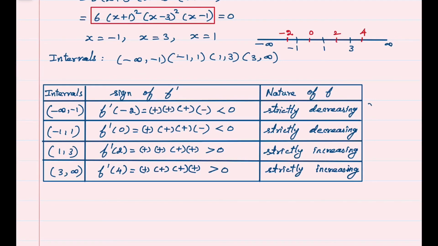In these two consecutive intervals, the function is strictly decreasing. If you combine these two intervals, minus infinity to 1, you can say it decreases.